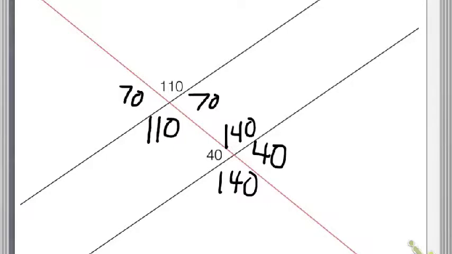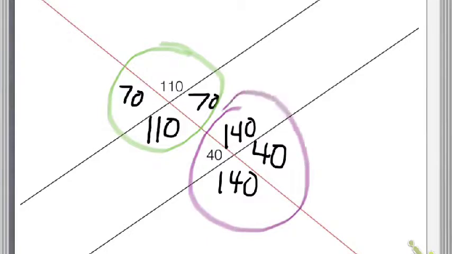Now, as we take a look and we compare, I know that I have 110, 70, 110, 70 right there. But down here, I have 40, 140, 40, 140. And what this tells me is because these angles are not the same angles in the corresponding places, that tells me that these lines are not parallel.